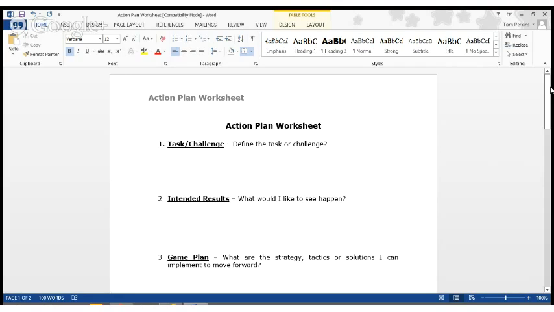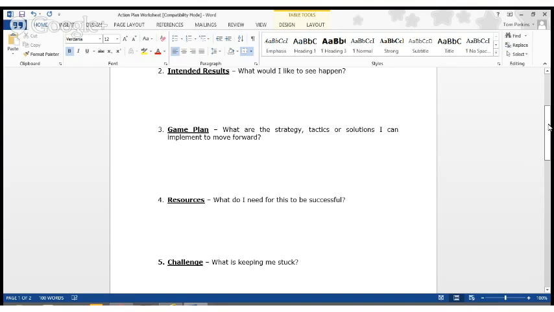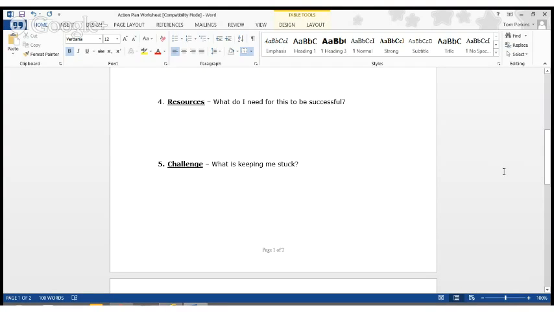When we talk about the task or the challenge on this worksheet, we're going to define the task or the challenge. Intended results is, what would you like to see happen? What is the intended result? Setting your intention. The game plan is the strategies, the tactics, or the solutions that you can implement to move forward with this. The resources are, what do you need for this to be successful? And the challenge is, what is keeping you stuck? That's a big one. What is keeping you stuck from losing weight?